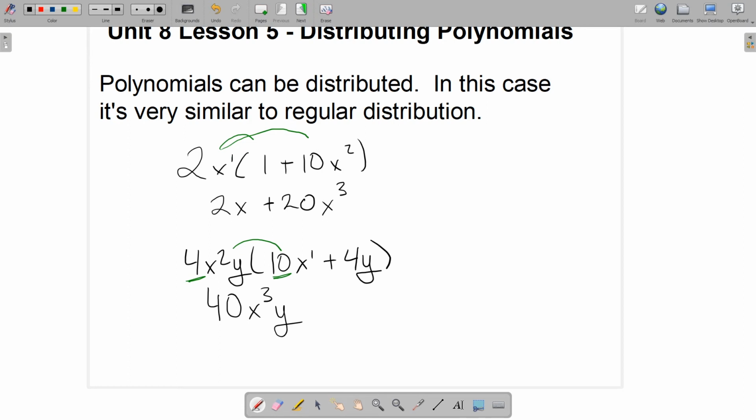Next, if I do 4 times 4 for the next part, I'll get 16. X squared doesn't have anything to multiply by, so it just comes along, and y times y is going to be y to the second. Now again, these both have x's and y's, but they have different powers of x's and y's, so these can't combine. So this alone would just be what your answer is. All right, let's take a look at the Delta Math for today.